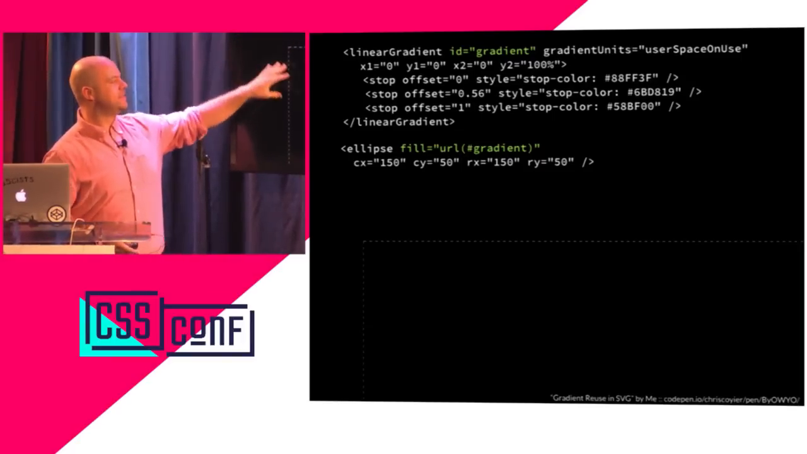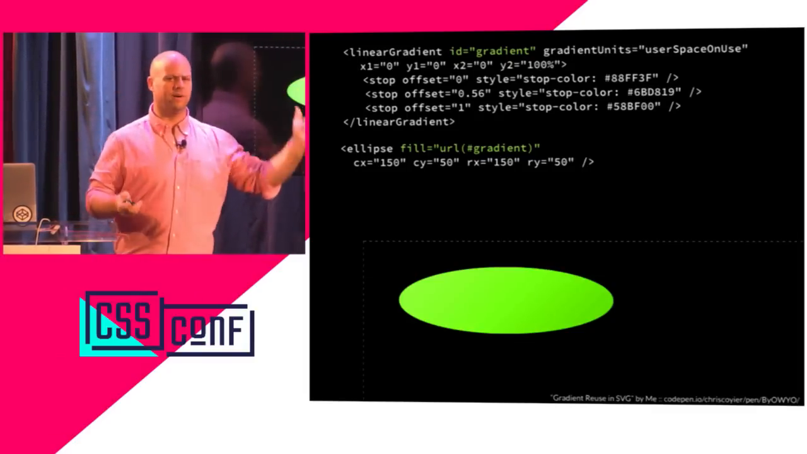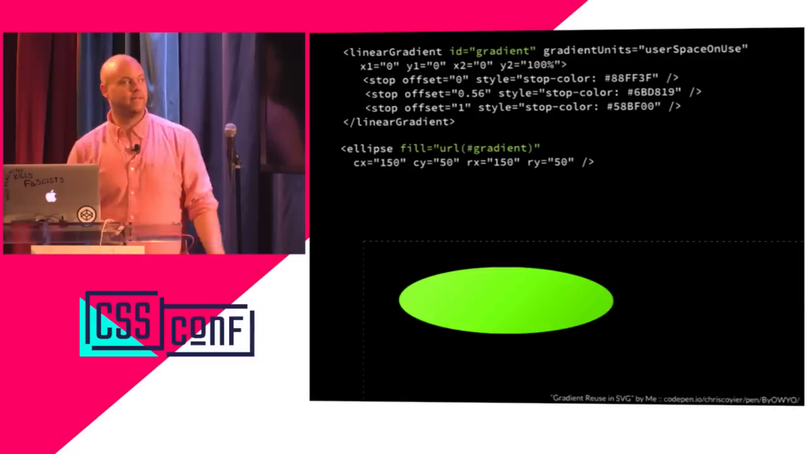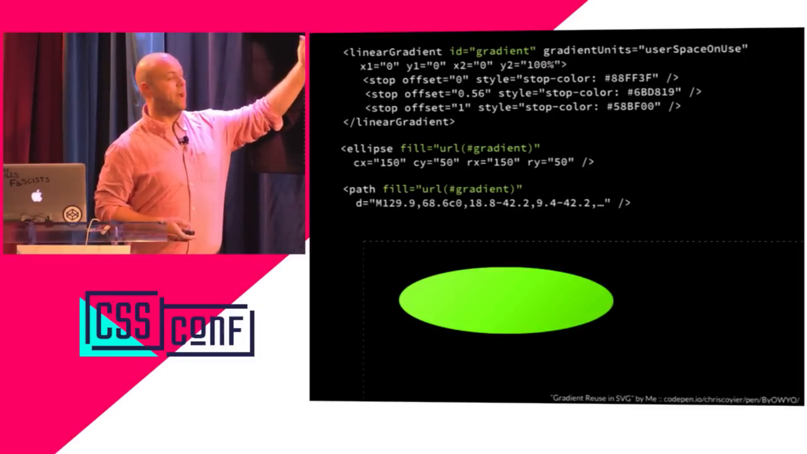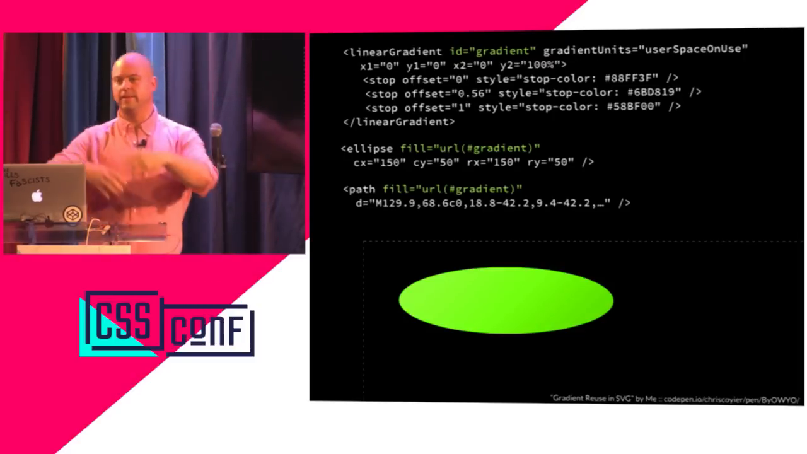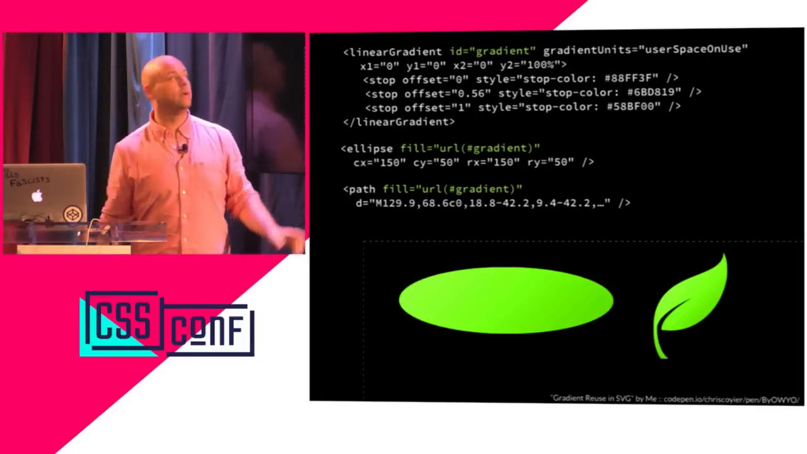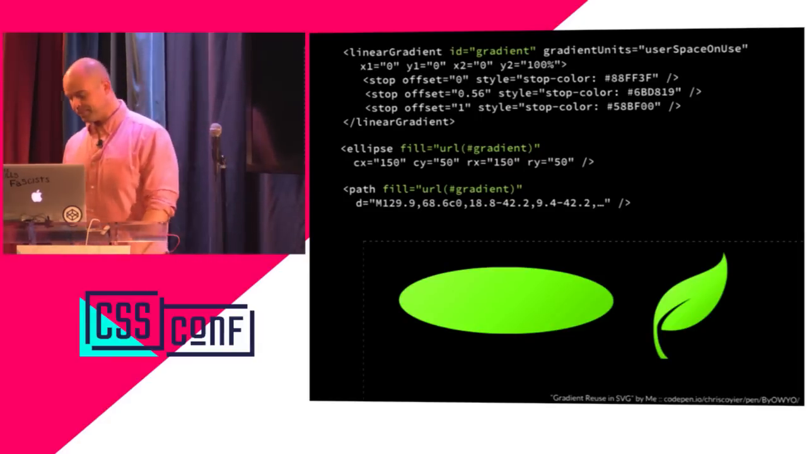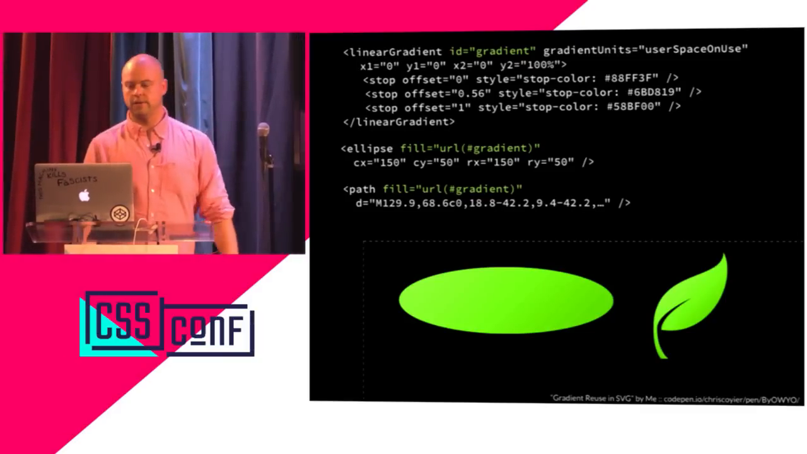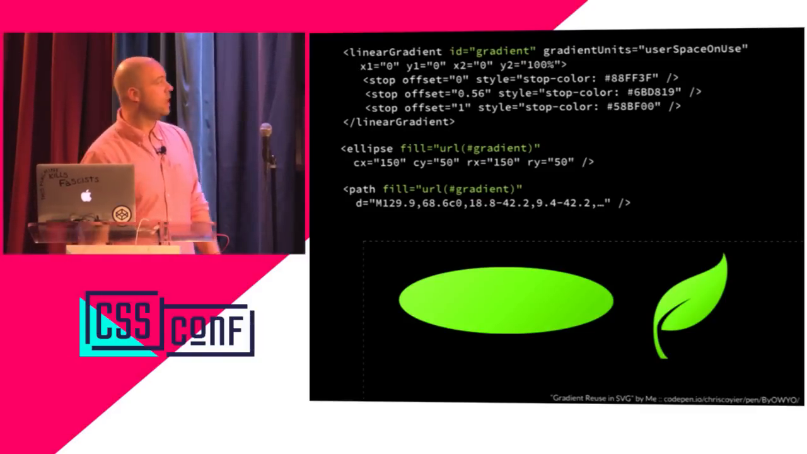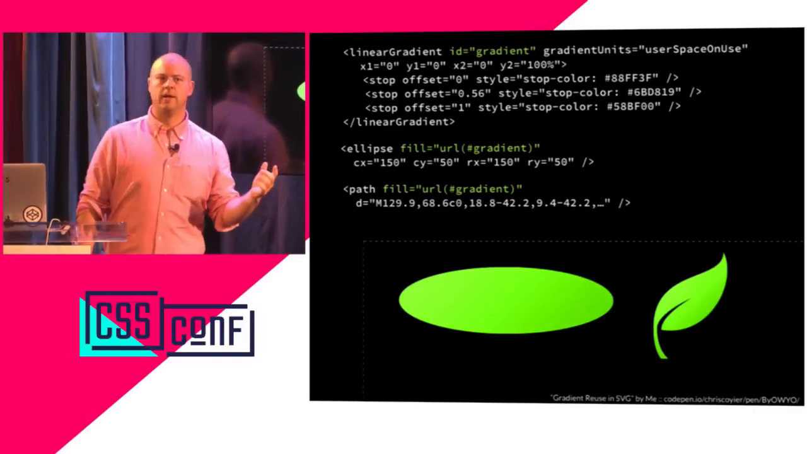And there, it's an ellipse, and we'll draw the ellipse and we'll fill it with a reference to that gradient, and it's a gradient with a fancy green thing on it, right? Because it's been declaratively defined, we can then draw something else. We'll have a path element with a bunch of funny numbers in there, but remember, path can draw anything. In this case, we drew a little leaf and we filled it with green, and we were able to refer to the same gradient that we've already defined. So that's the syntactical declarative nature of SVG. That's kind of cool with those tools now. So you can draw any shape, you can fill it with any color, you can stroke it with any color.